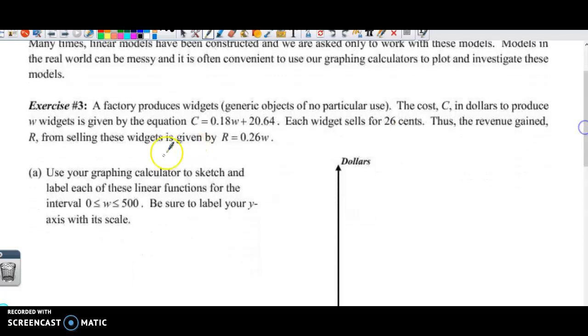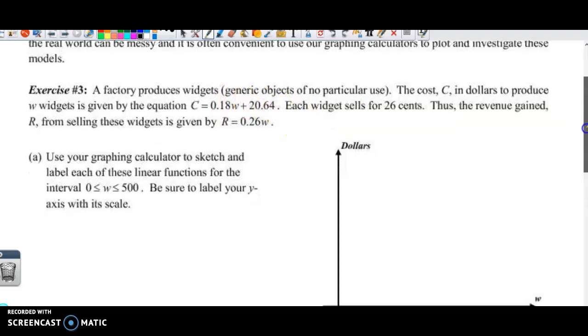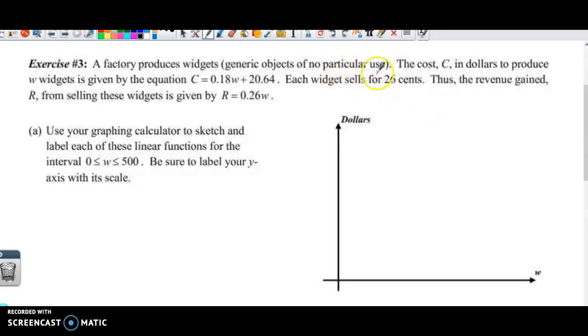So we're going to use a graphing calculator with exercise 3 to try to help you understand a little bit better. So in this example, we're producing widgets, W widgets, and it has a cost equation. So the cost is equal to 18 cents per widget plus a fixed cost. And then they also tell you that each widget sells for 26 cents, and we can see the revenue that it would take. So using a graphing calculator, they just want you to create a graph that looks like this.